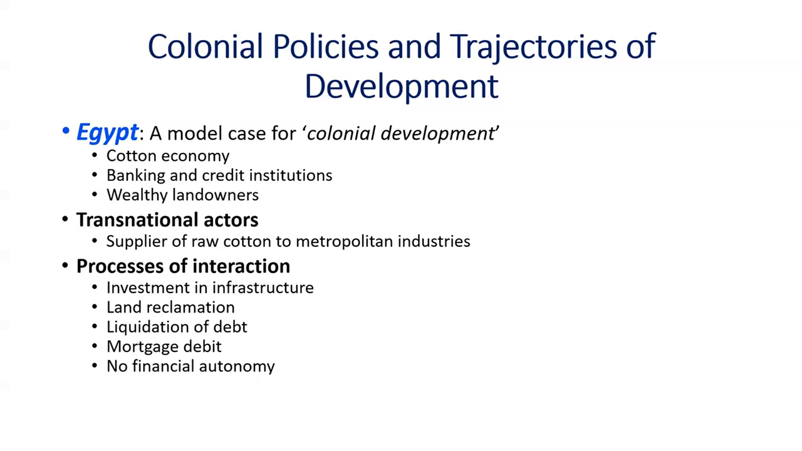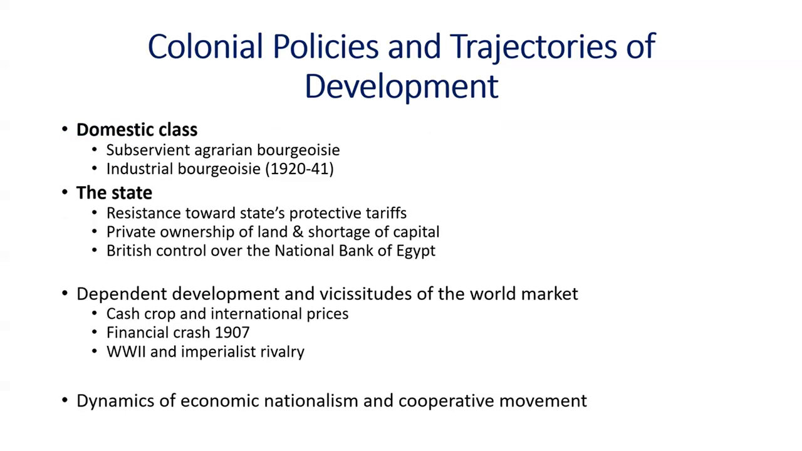The state didn't have an autonomous position. The domestic bourgeoisie developed their own interest with international capital, or British capital, that actually affected the national interest or the development of endogenous industry, or of their own path of national industrial projects. And this kept Egypt in this framework as a supplier of the raw material of cotton to the metropolitan industries, to Yorkshire and Manchester in Britain.